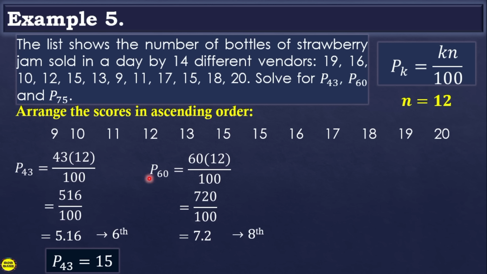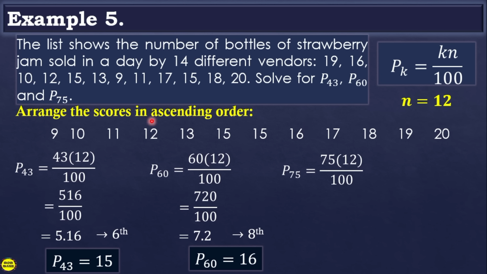So, ibig sabihin yung 60th percentile ay nasa 8th position dito sa naka-arrange na score. So, 1, 2, 3, 4, 5, 6, 7, 8. So, ito yung 60th percentile natin. And that is 16.